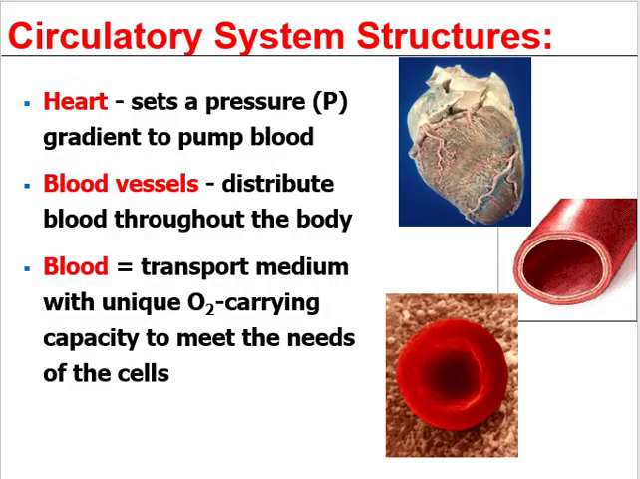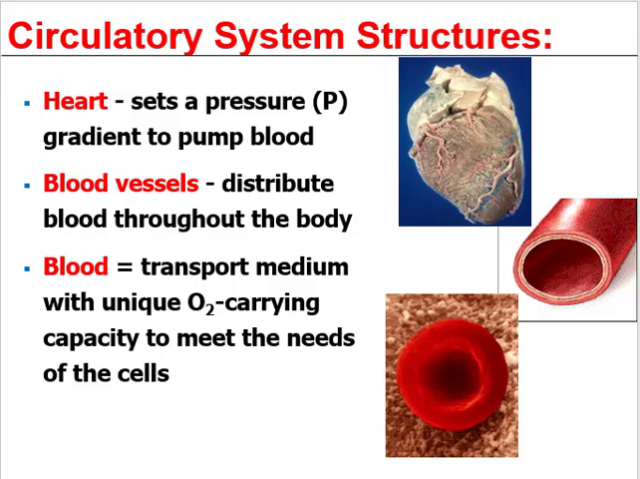So for circulatory system structures, there's three main things. The heart, which is going to set a pressure gradient in order to pump the blood from point A to point B. Blood vessels that are going to work to distribute blood throughout the body, and those would include arteries, arterioles, capillary beds, venules, and veins, and we'll go through all of those one by one.